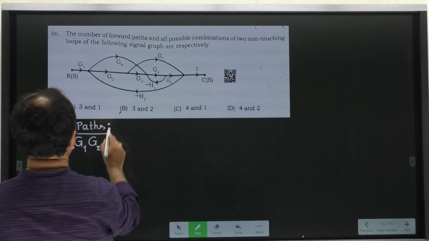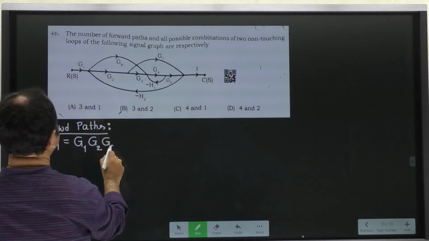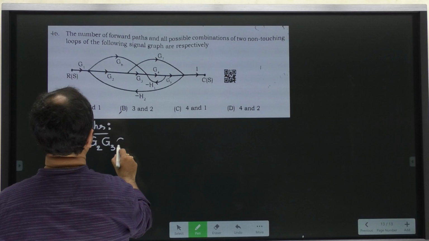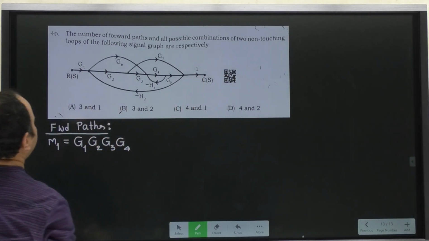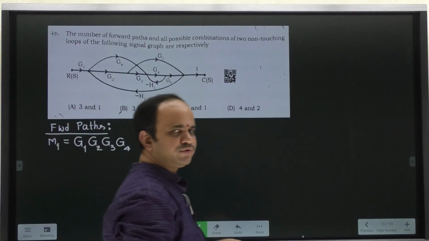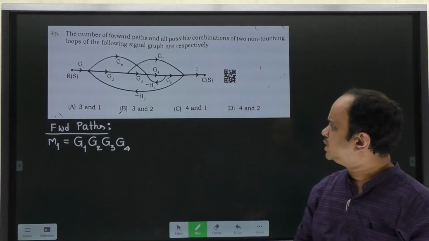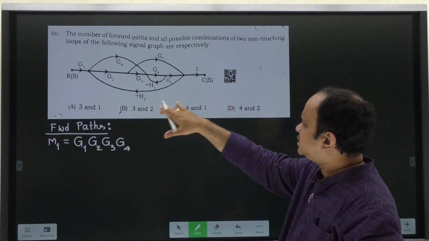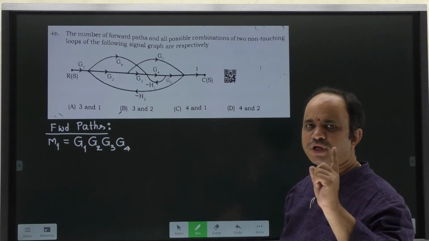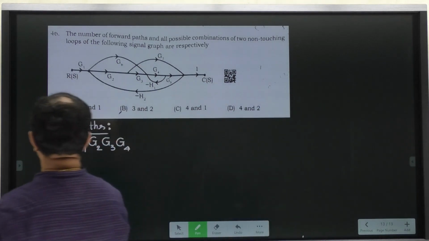G2, G3, G4 and 1. So that means you need to start from the input node and reach the destination node, that is the output node, and in that process you should touch each node only once.